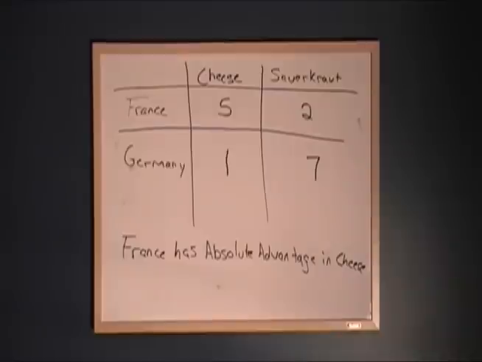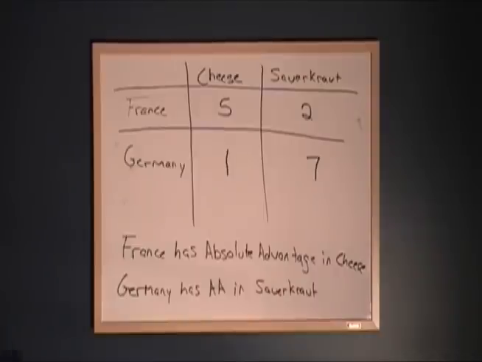With sauerkraut, France produces 2 units of sauerkraut with the same resources that Germany uses to produce 7 units of sauerkraut. In this example, Germany would have the absolute advantage in sauerkraut because it can produce more using the same resources. So Germany does indeed have the absolute advantage in sauerkraut.